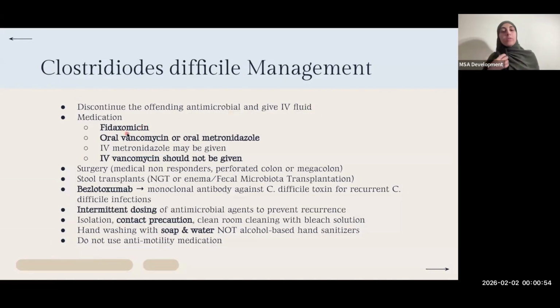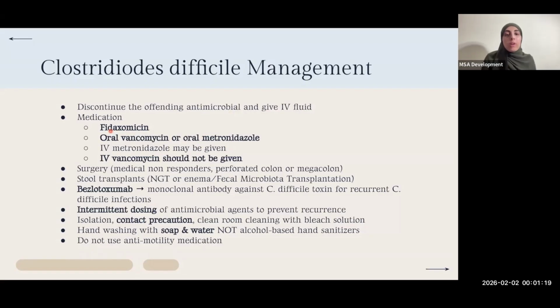And this, I would say, is very important for you to remember. You can give fidaxomicin, okay? You can give oral vancomycin or oral metronidazole. Oral vancomycin, you rarely ever give vancomycin orally, usually it's IV. This is maybe the only indication for giving vancomycin orally, okay? Oral vancomycin for C. diff. Very important for you to know.